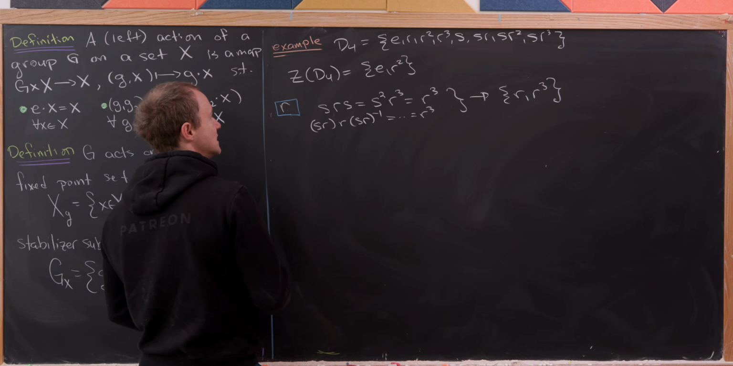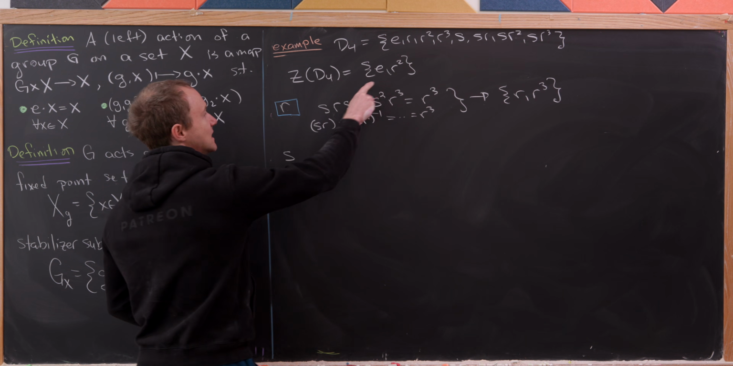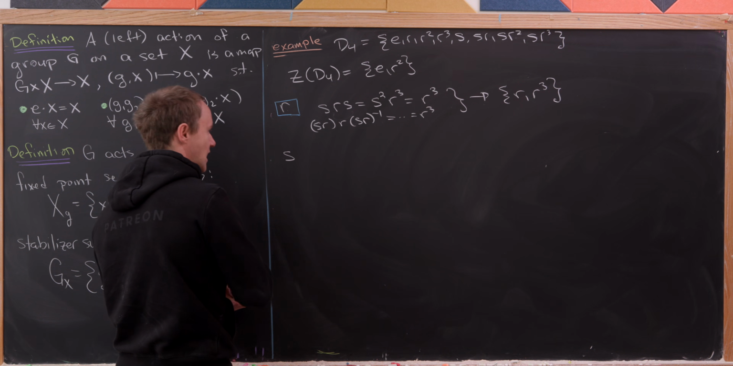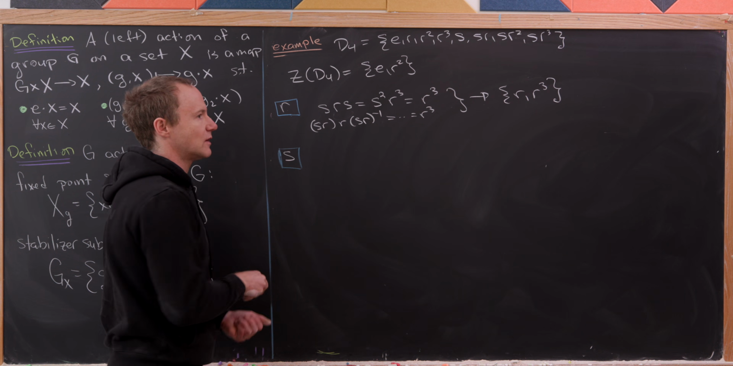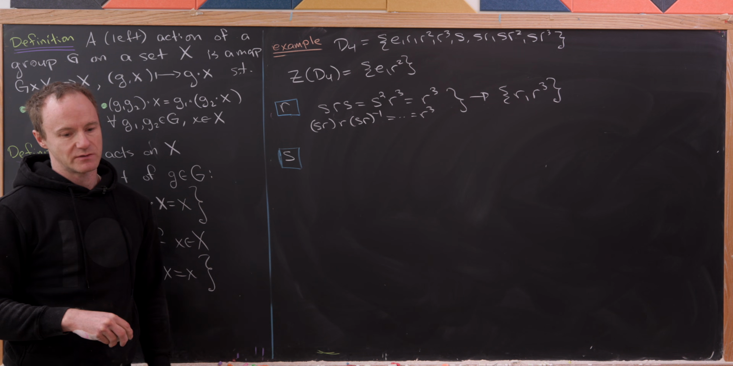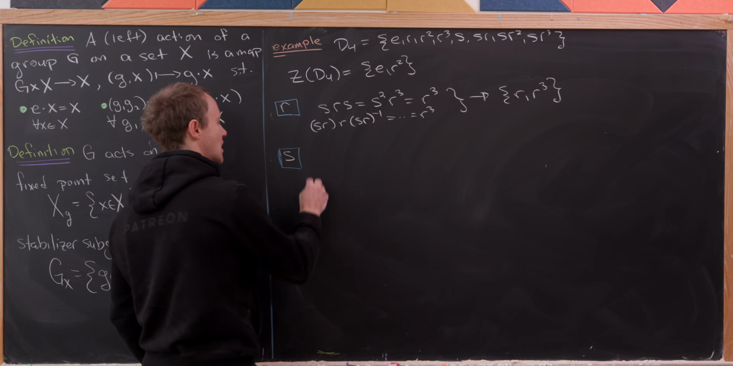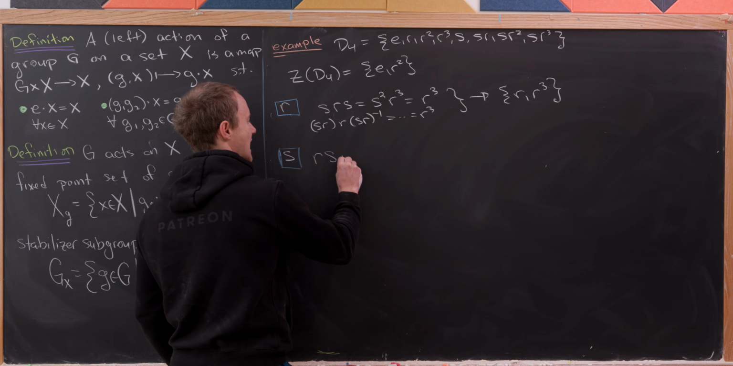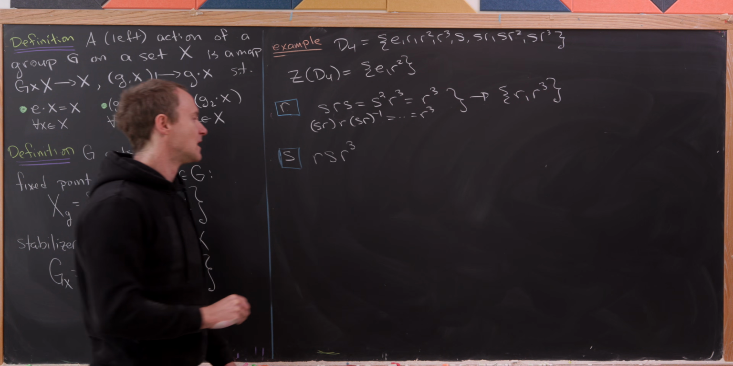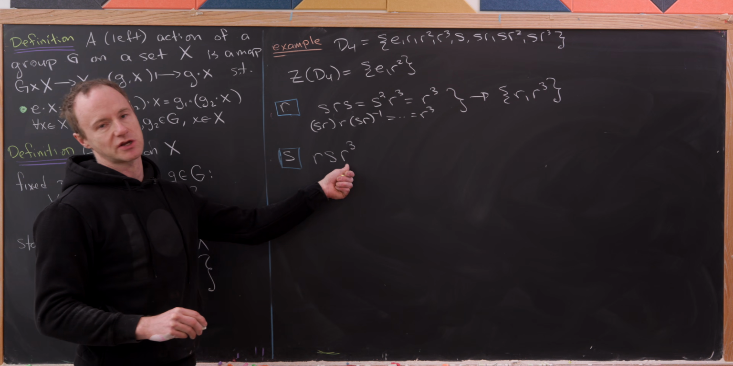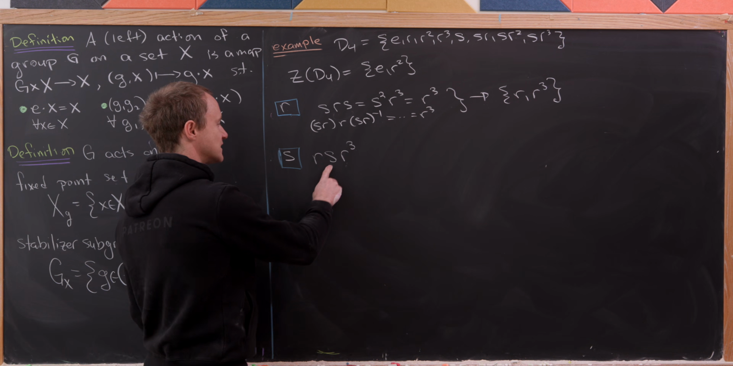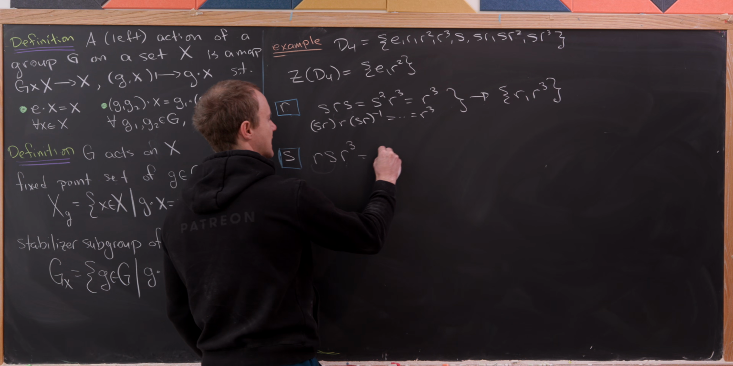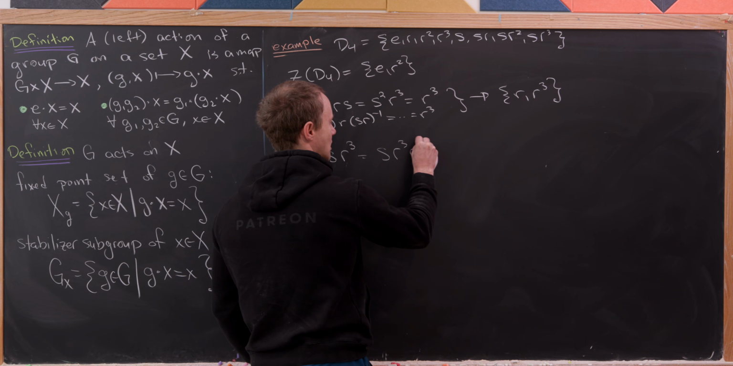Now let's move to something that is not in the center and not in that conjugacy class. Let's maybe take s. Here we don't really need to conjugate with just s itself, so we might as well conjugate with a rotation. So we'll do r s r cubed. We know that r inverse is r cubed, that's why we put an r cubed there. That's conjugating with r. So now we'll slide s past this r, and it'll turn into s r cubed.